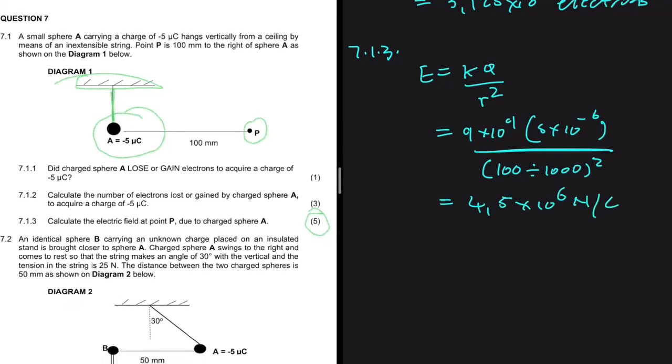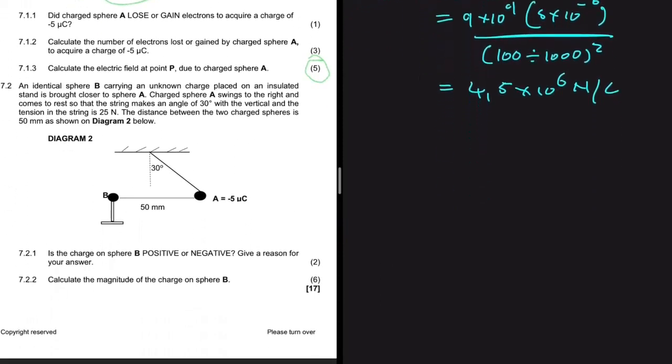Which is, yeah, unheard of. And then 7.2 says an identical sphere B, carrying an unknown charge and placed on an insulated stand, is brought closer to sphere A. Charged sphere A moves to the right and comes to rest so that the string makes an angle of 30 degrees with the vertical, and the tension in the string is 25 newtons. The distance between the two charged spheres is 50 millimeters as shown in the diagram below.